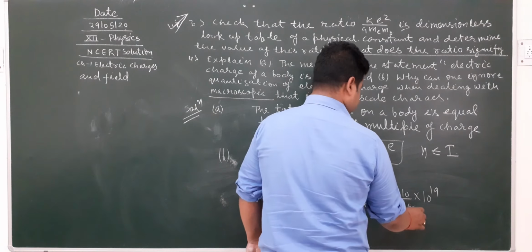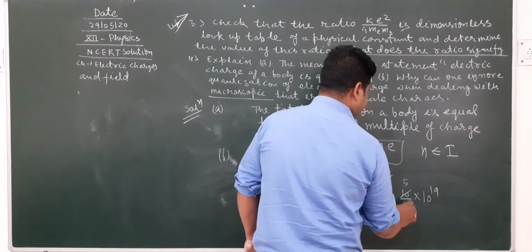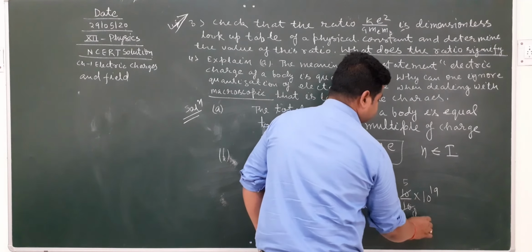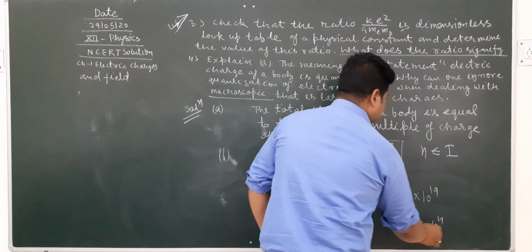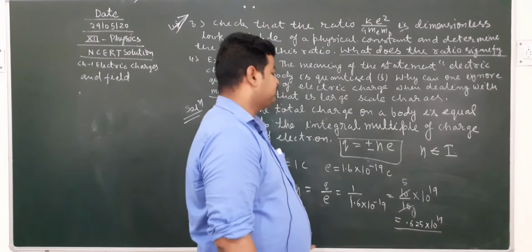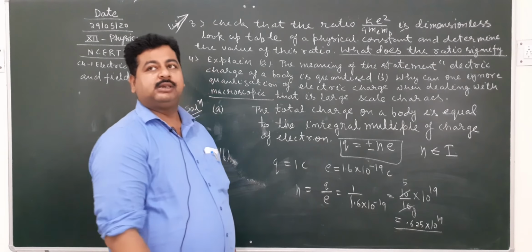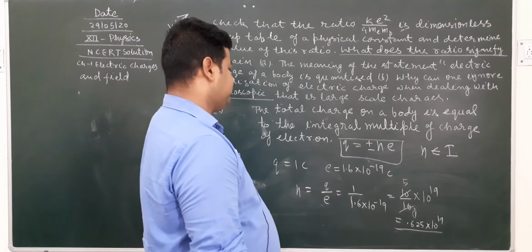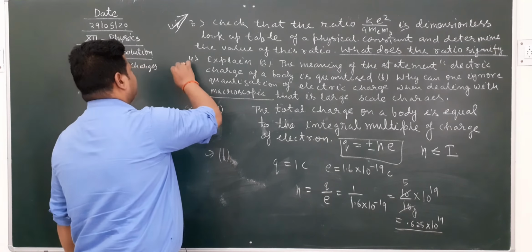If we solve this problem, then we get about 10 raised to power 19, multiplied by 10 raised to power 19. This value is very large. Therefore, quantization of charge can be ignored. Clear? So this is the answer of the second part of the fourth question.